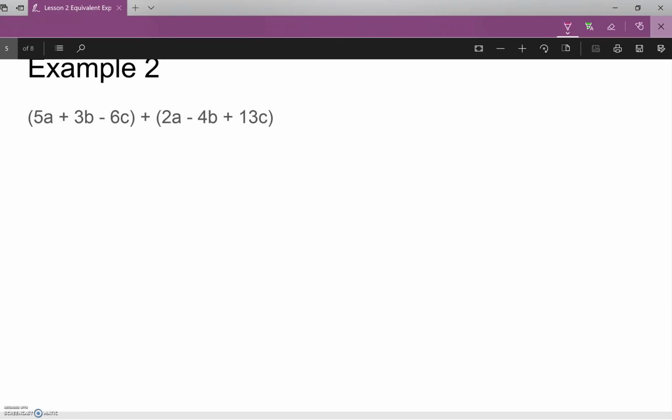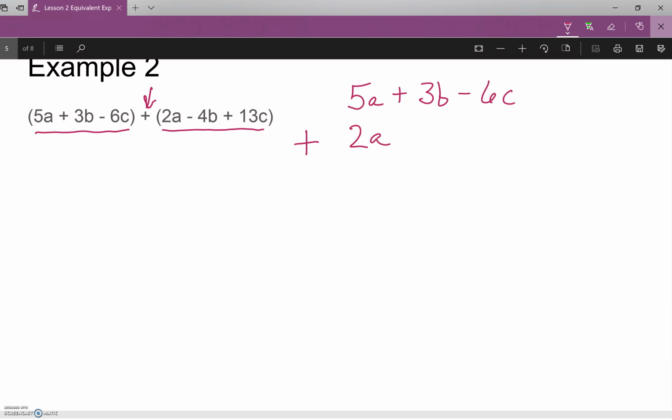This expression says 5a plus 3b minus 6c plus 2a minus 4b plus 13c. This one says to align the expressions vertically, or in other words, stack them up. So let's take our first expression, 5a plus 3b minus 6c plus 2a minus 4b plus 13c.